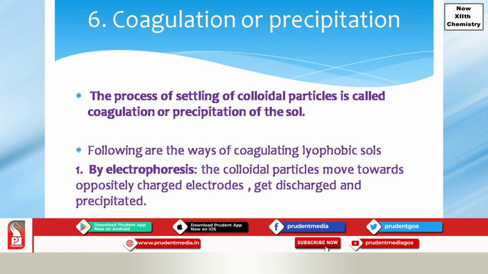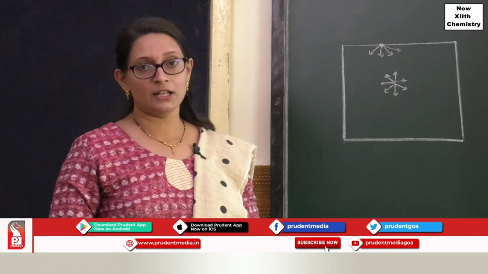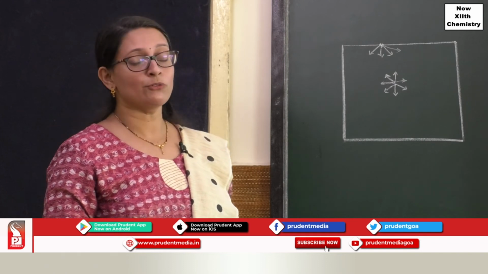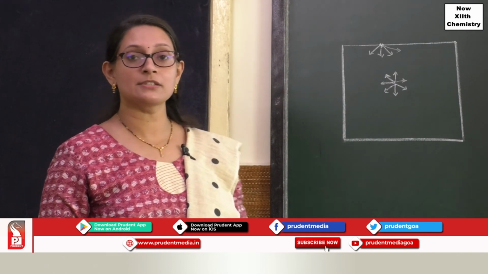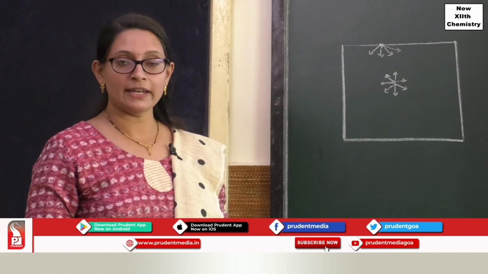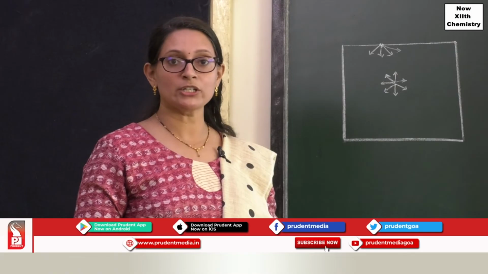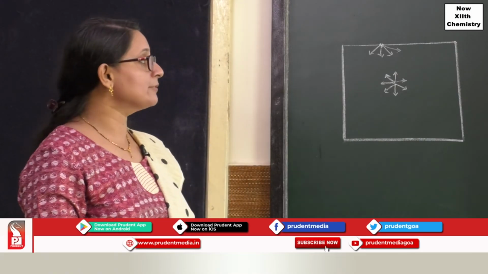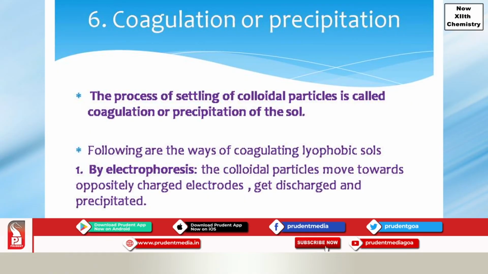Now, what are the different ways in which we can carry out precipitation of the sol? We have already studied in the past in our presentation that lyophobic colloids are very easy to coagulate, while lyophilic colloids are stable and very difficult to coagulate. So, first we shall see in how many different ways we can carry out precipitation or coagulation of lyophobic colloids. The first one is to carry out electrophoresis.